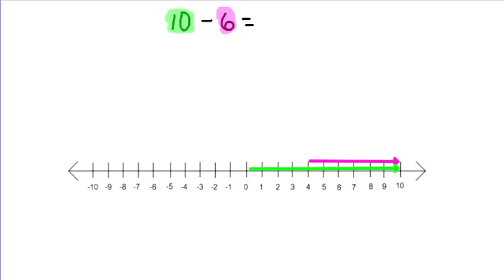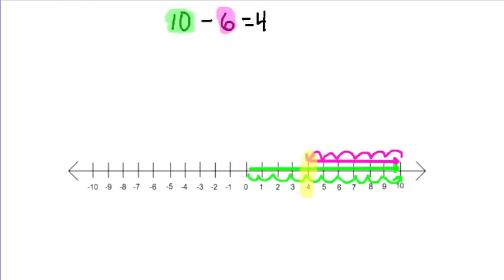Our initial arrow tells us we went 1, 2, 3, 4, 5, 6, 7, 8, 9, 10 steps to the right as indicated by the positive 10. And now because we are subtracting, we're going to do the opposite of positive 6, which is in this case going 6 steps to the left. And you can see by the mark of the highlighter that our final answer is positive 4, which of course you already knew from the beginning.